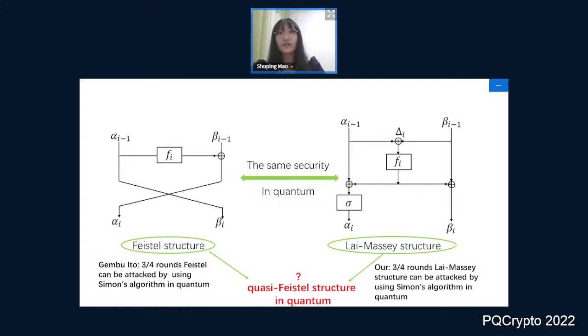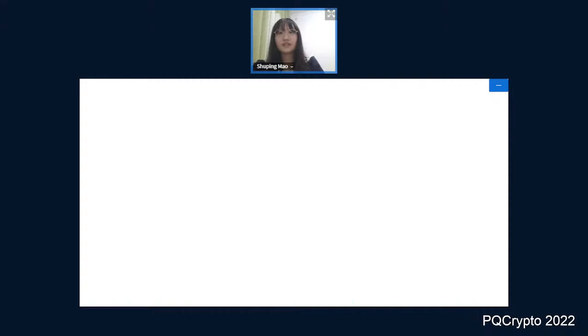So according to our result, 3 or 4 rounds lambda structure can be attacked by using Simon's algorithm in quantum. This is the same as Feistel structure. So the next question is, can the attacks be extended to quasi-Feistel structures? Now we focus on the quantum attacks against quasi-Feistel structures.